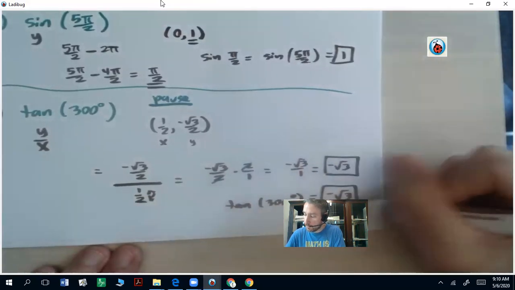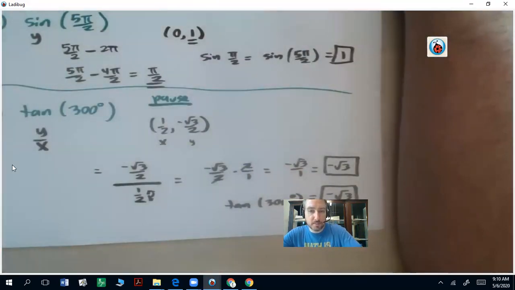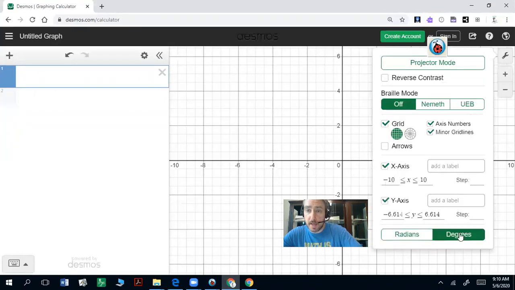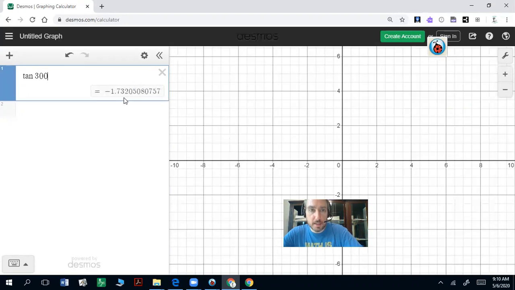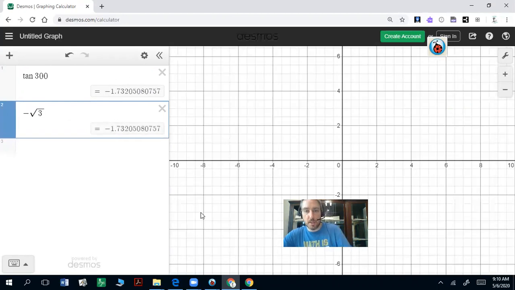That's the exact answer. Let's check that on Desmos. This is a radian. This is a degree, so I'm going to click that and go back to degrees. Tan of 300. Now you know that's going to give you a decimal, and we said our answer was negative square root of 3. Those are the same value, so we have our answers checked.